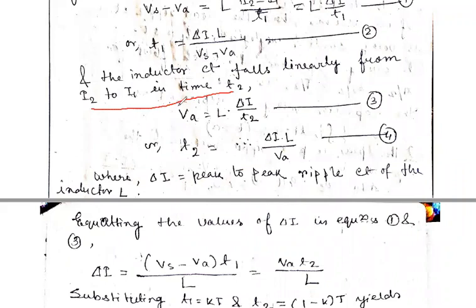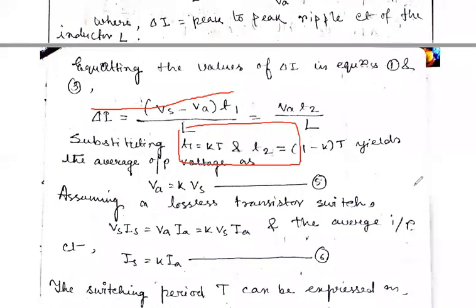So we can say that VA equals L ΔI by T2. That means T2 is nothing but ΔI into L by VA. Here we get the values of ΔI. In both cases, ΔI is common. So equating the values of ΔI in equation 1 and equation 2, we get (Vs minus Va) into T1 by L equals Va T2 by L.